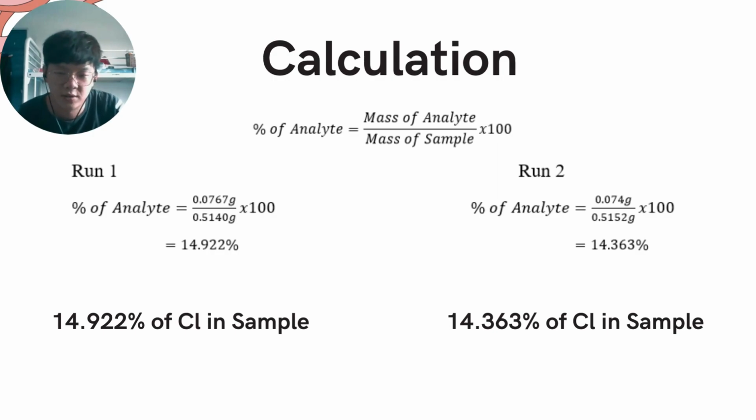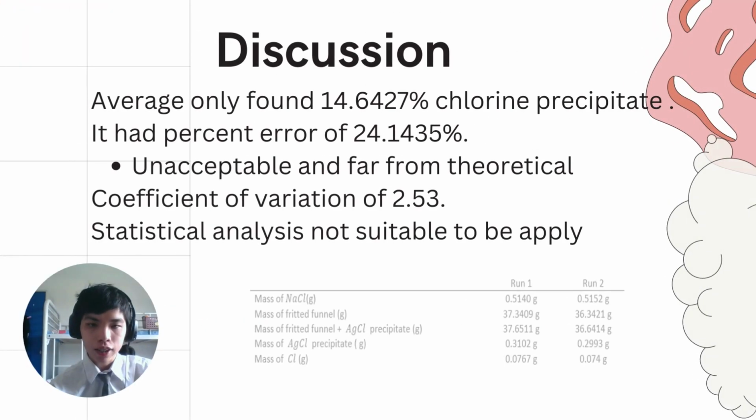So here is the calculation for the percentage of the analyte. The formula that we use is the mass of the analyte divided by the mass of sample times 100. So in run one, the percentage of analyte that we get is 40.922%, and in run two, similar to run one, which is 40.363% of the chloride.